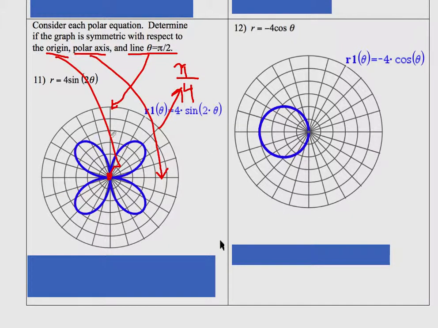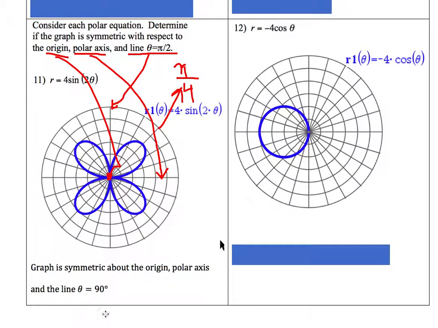So with this formula, 4 times sine of 2 theta, you've got every type of symmetry out there under the sun. You're symmetric to the origin, you're symmetric to the polar axis, you're symmetric to the line pi over 2, and you happen to also be symmetric to the line pi over 4. There's lots of symmetry with this graph. So you're symmetric to all of them. And notice this one said pi over 2, and I changed it to 90 degrees. It's the same thing. With this one over here, you're only symmetric to the polar axis.